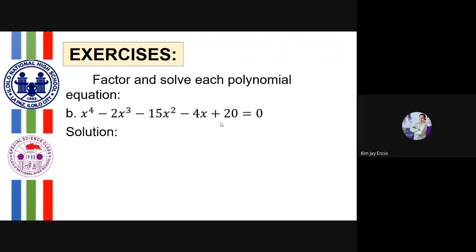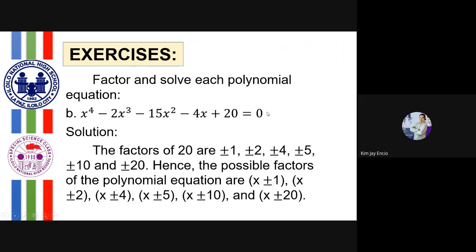we have to look for the factors of our constant. We know that the factors of 20 are 1, 2, 4, 5, 10, and 20. But we have to place a plus or minus symbol on each of those. Hence, the possible factors of the polynomial equation are x plus or minus 1, x plus or minus 2, x plus or minus 4, x plus or minus 5, x plus or minus 10, and x plus or minus 20.